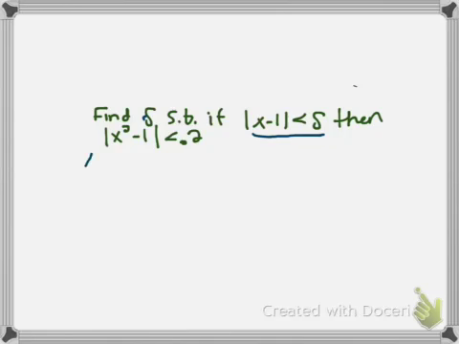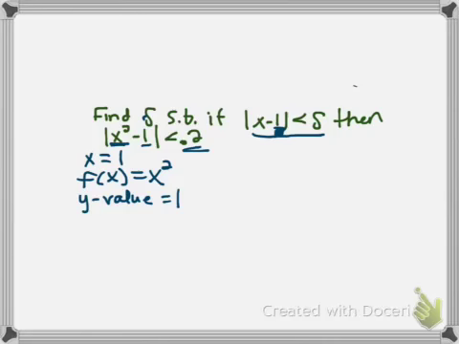The x value is 1 here, and I'm trying to find the distance from 1. How far away from 1 do I have to be so that the function differs by 0.2? What's the function? The function is x squared here. And what's the y value, or what's the limit? It would be 1 here.